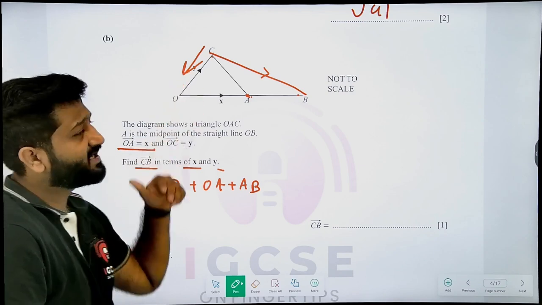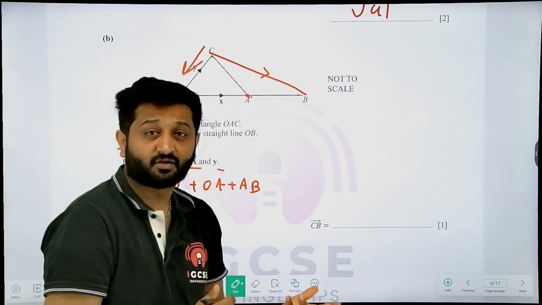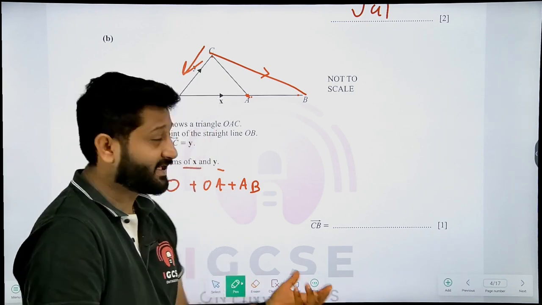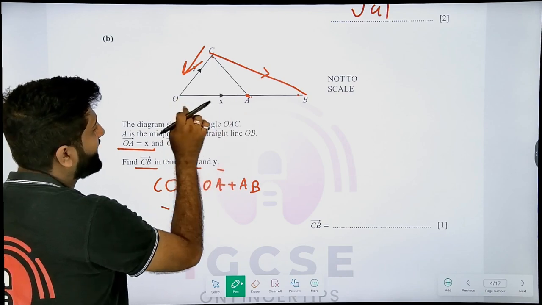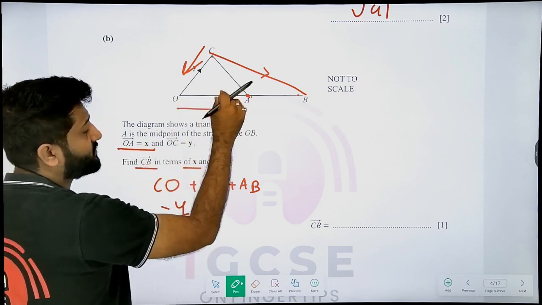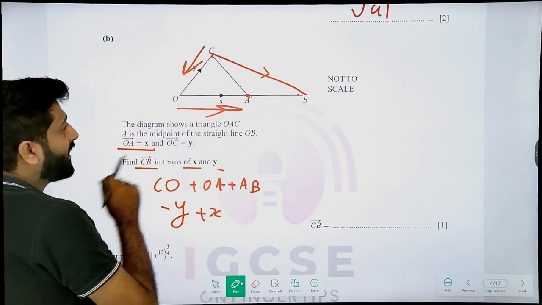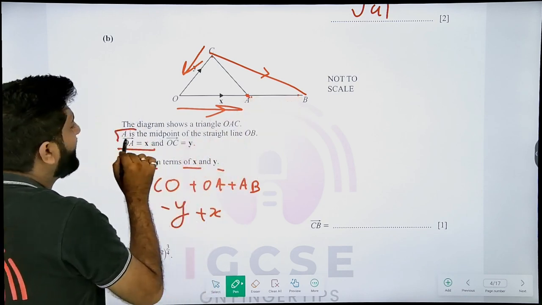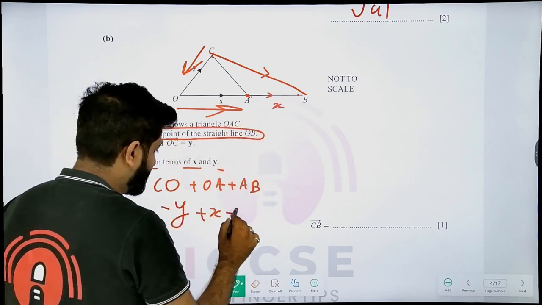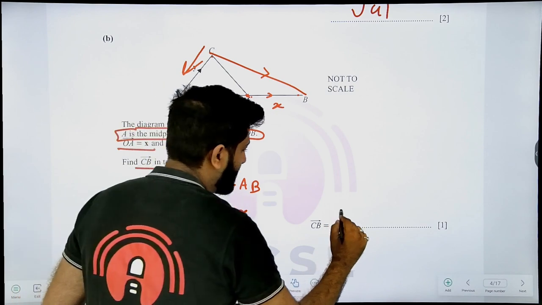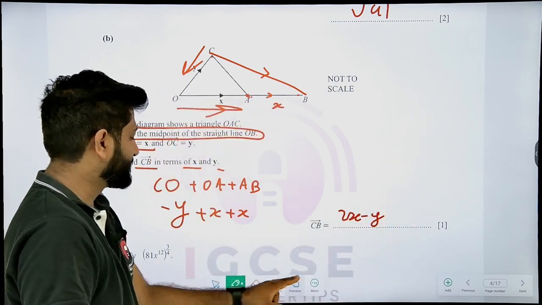Now this Y is coming in the direction opposite to the one in which I am traveling, right? So I'll write this as negative Y. OA is in the direction I am traveling, and X is also in that same direction, so I'll write this as X. And what is AB? I have been given that A is the midpoint, so this is also X. So plus X, and you have 2X minus Y. That should be your answer.